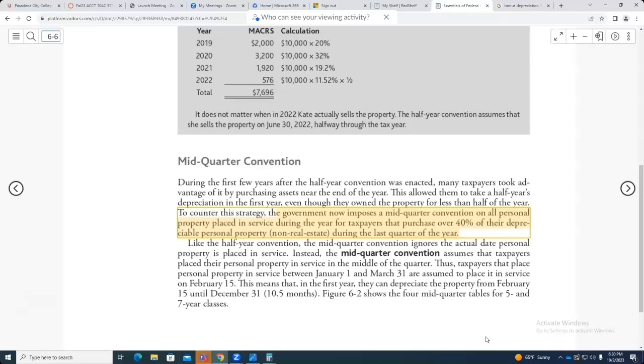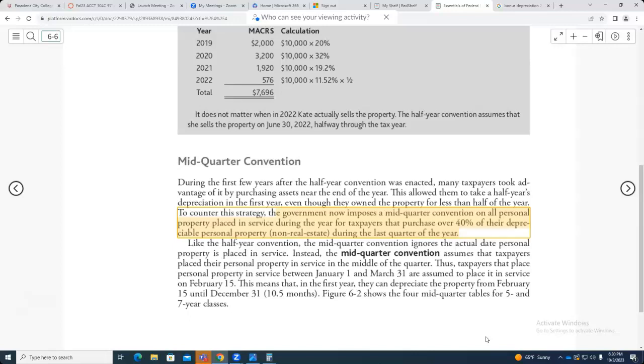There is no more half-year convention. Gone. Half-year convention is gone. Because you chose to buy that expensive property, instead of in the first 9 months, you decided to buy it in the last quarter. If you push that purchase to the last quarter, IRS says then everything is mid-quarter convention.